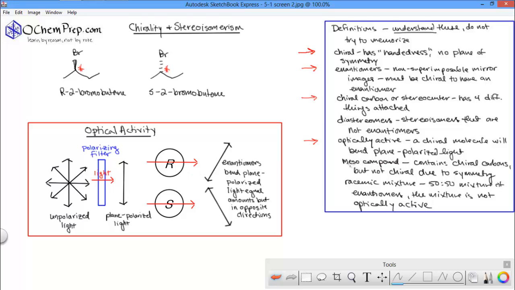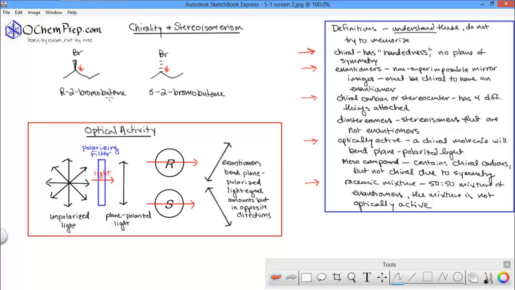Again, we're going to skip this meso compound definition until we get to 2 chiral carbons, because you need to have 2 chiral carbons to be a meso compound. But let's look at racemic mixture. A racemic mixture is a 50-50 mixture of enantiomers. So if I take 50% R-2-bromobutane and 50% S-2-bromobutane, I would have a racemic mixture.